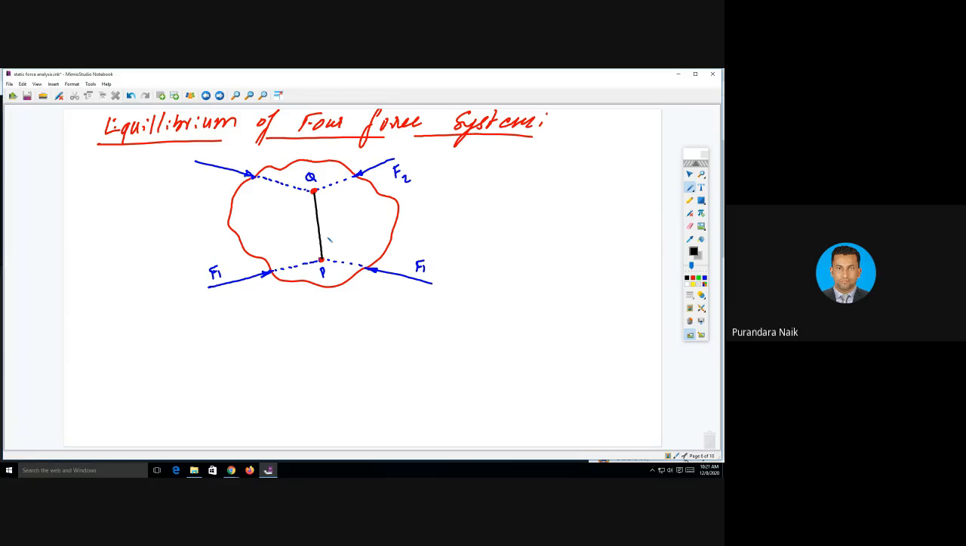The resultant of forces F1 and F2 and the resultant of F3 and F4 must be parallel to PQ and opposite to each other. Please copy this figure.